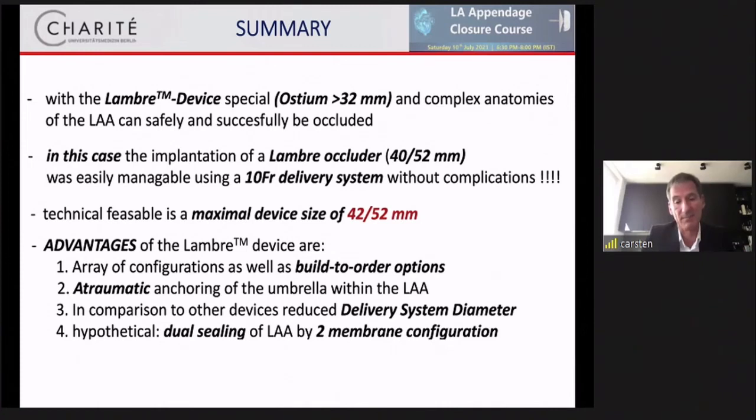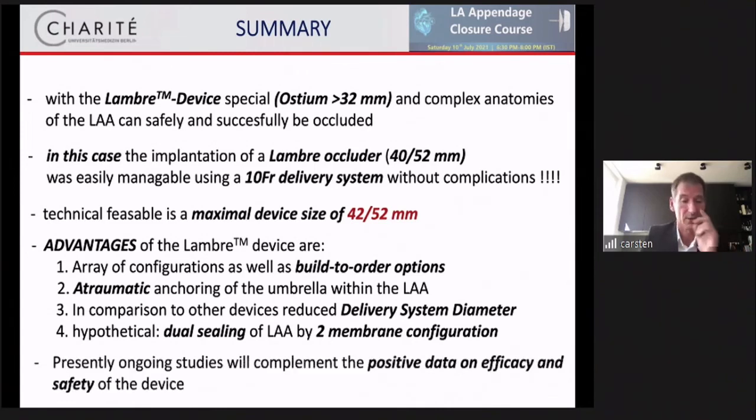So we saw some pericardial effusion with the hooks of the Amplatzer device. In comparison to other devices, we have a reduced delivery system diameter, 10 French in this case, and a hypothetical advantage would be a dual sealing of the LAA by 2 membrane configurations.